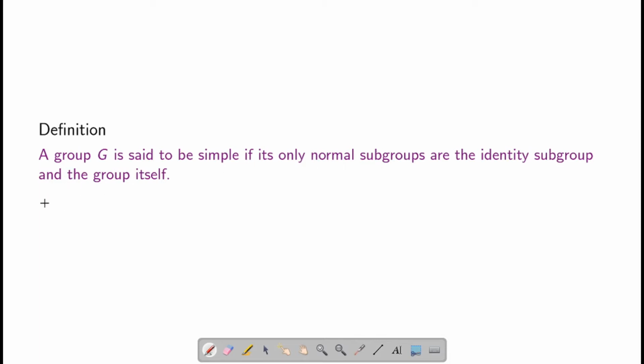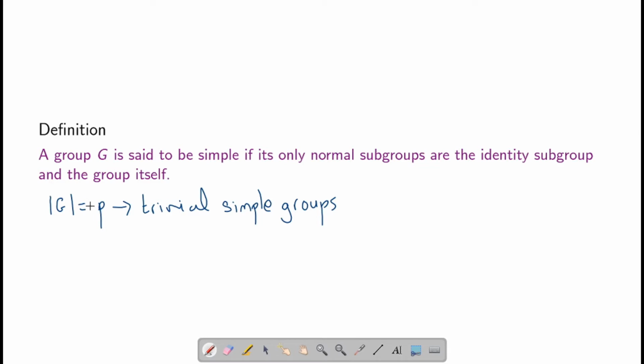Now, any group of prime order will be a simple group. Okay, why? By Lagrange's theorem, it will have only two subgroups, the identity subgroup and the group itself, and hence those are the only two normal subgroups of G. These types of groups are generally referred to as trivial simple groups.